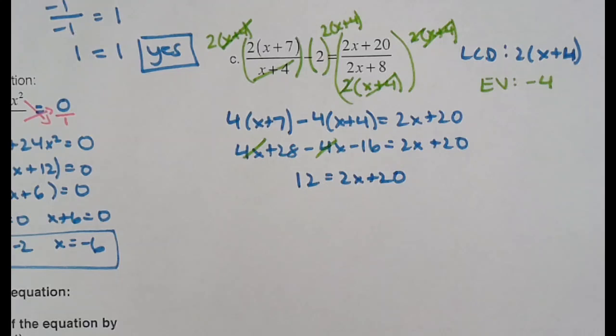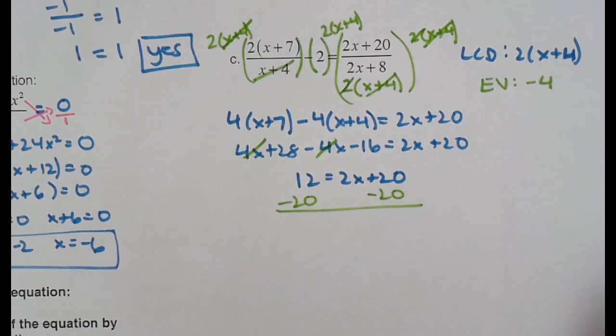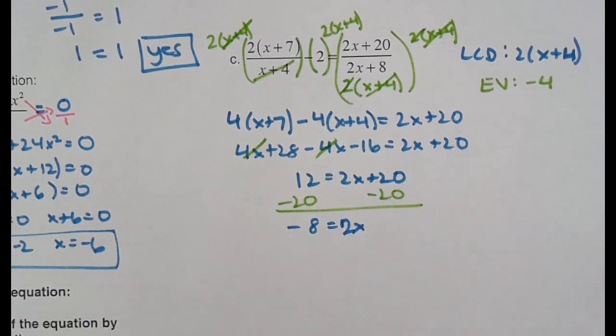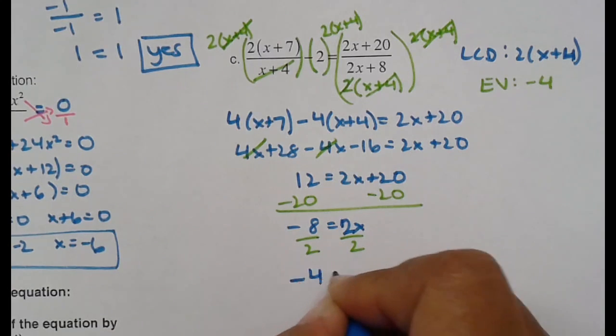And we're just trying to get x by itself, so we're going to subtract the 20. And that gets us negative 8 equals 2x, and then divide both sides by 2. So we got negative 4 equals x.